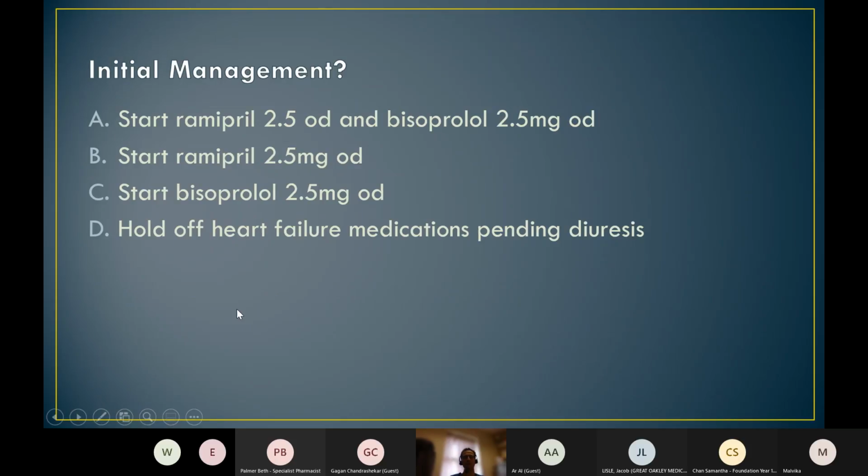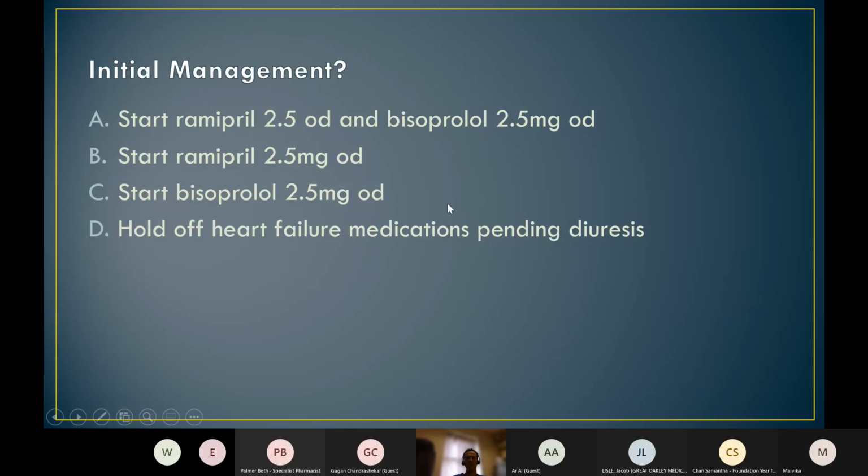What about starting her on a proper heart failure drug? So shall we get her on some ramipril and bisoprolol and take the opportunity of her being in hospital to get her on diuretics? Or do you just want to give the ramipril or just give the bisoprolol? Or do you want to hold off proper heart failure medications until we get the hang of her fluid overload? What do we think?